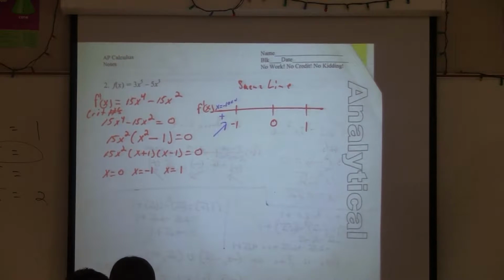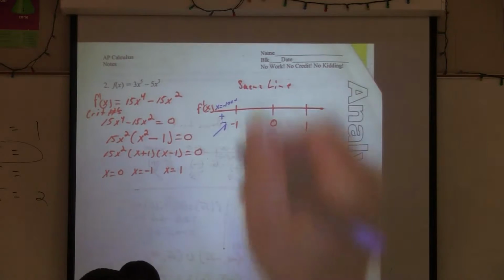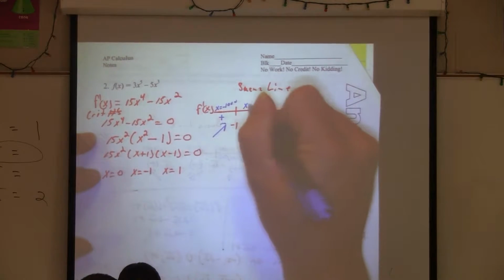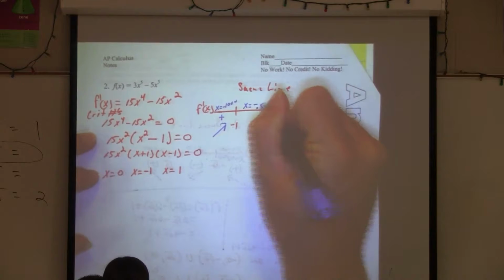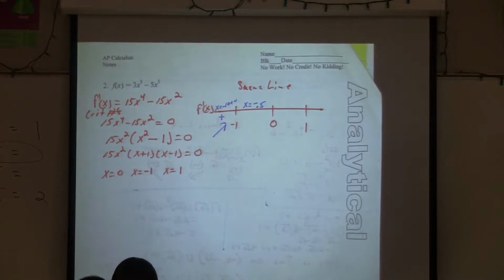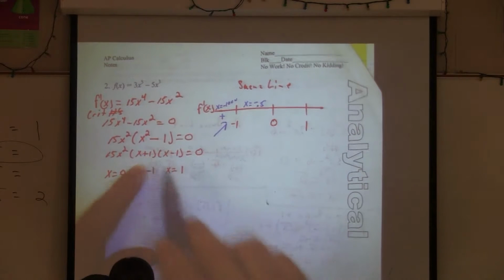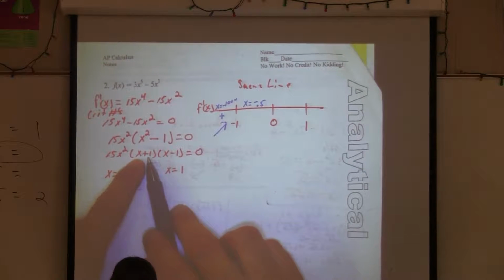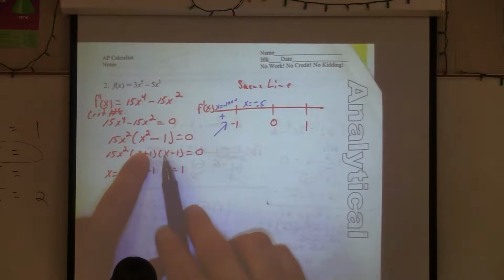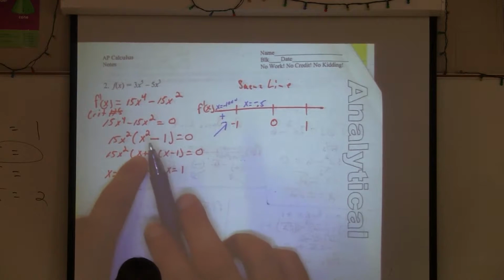Pick something between negative 1 and 0. Negative half? Negative 0.5. Plug that one in. Negative 0.5 plus 1, what would I get? Positive, right? Negative 0.5 minus 1? Negative. So positive times a negative?